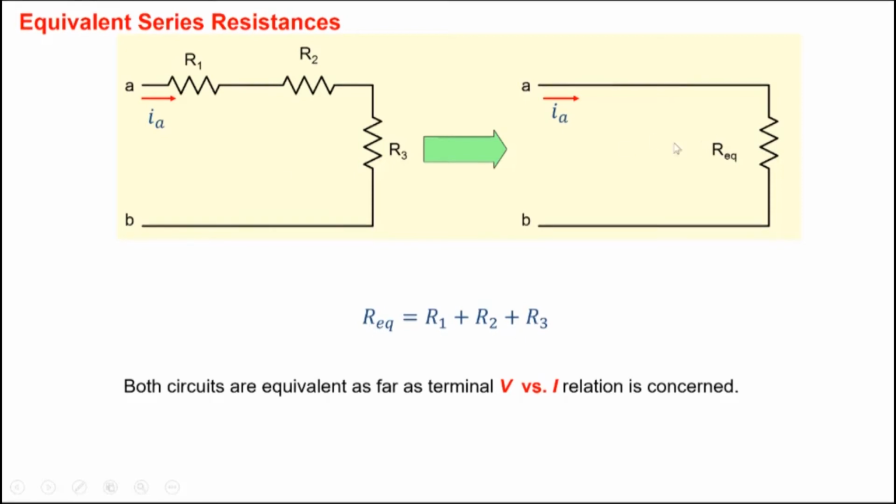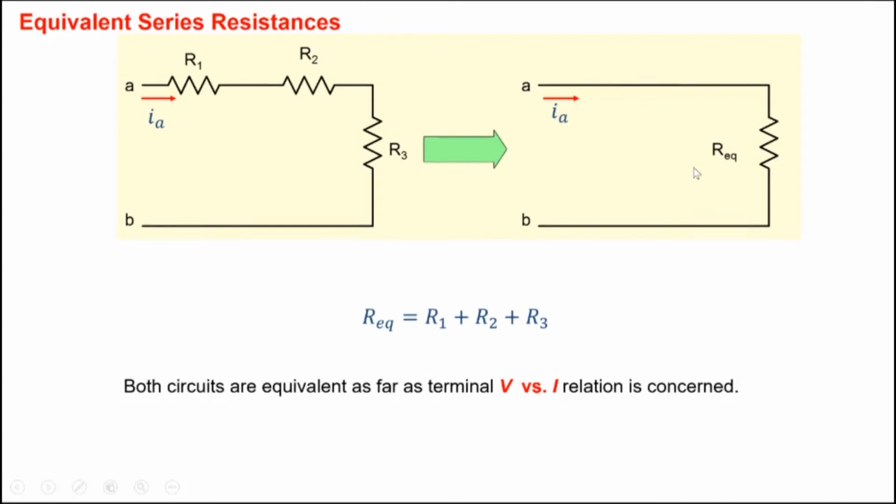Well, in what sense are the two circuits the same? As far as the terminal current-voltage characteristics are concerned. So if I look at it from the terminal, if I apply a voltage VAB, a current IA will flow. If I apply a voltage VAB, the current IA will flow here also, provided R equivalent is R1 plus R2 plus R3. So in terms of the terminal current-voltage characteristics, the two circuits are equivalent.